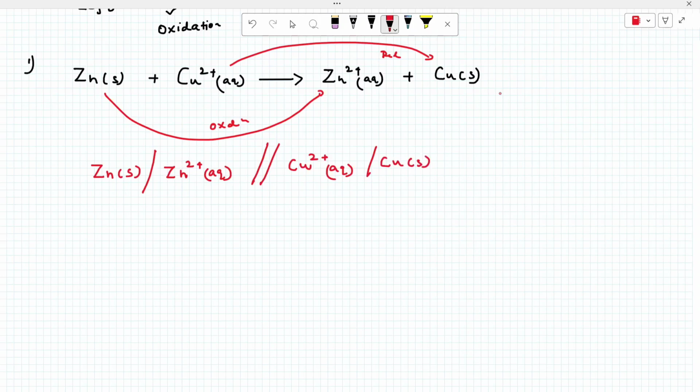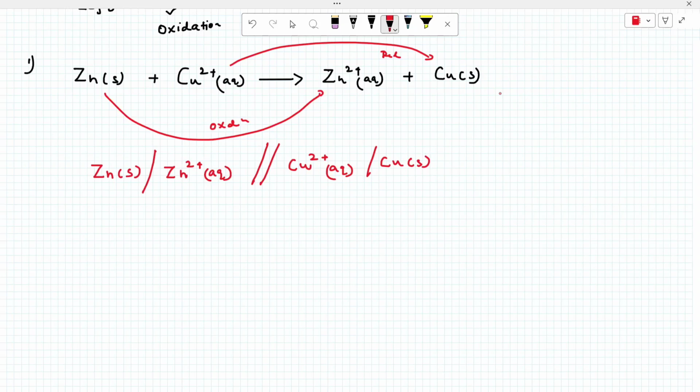Please listen. I am going to tell you three very important points. Listen carefully. While writing the cell representation, don't mention the stoichiometric coefficient. What is the first point? To write the cell representation, we don't mention the stoichiometric coefficient.